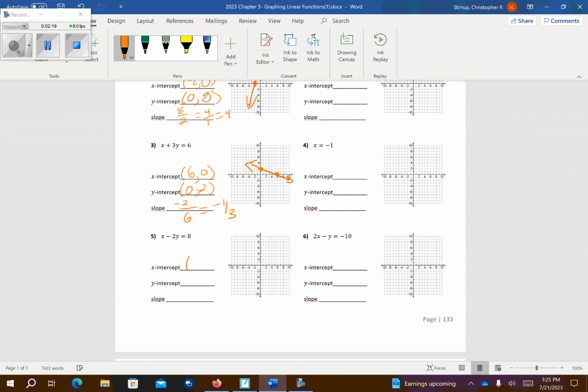Problem number 5. The x-intercept, there's going to be a 0 there. Y-intercept, 0 there. So that's a y value, so cover that up. So x equals 8. So 8, 0 over here. This is an x value. So negative 2 times what number gives you 8? And that would give you negative 4. And if you wanted to find the slope, you would go up 4, right 8. So up 4, right 8, or that would be 1/2.